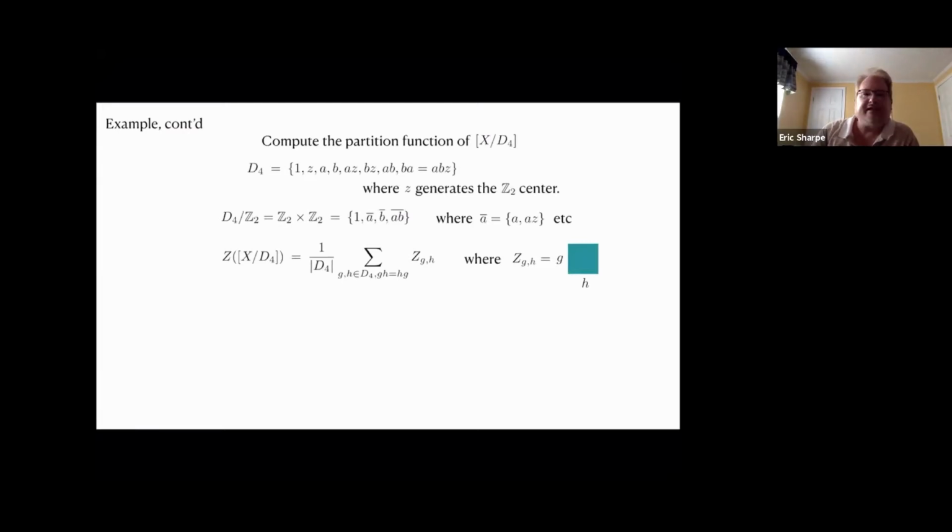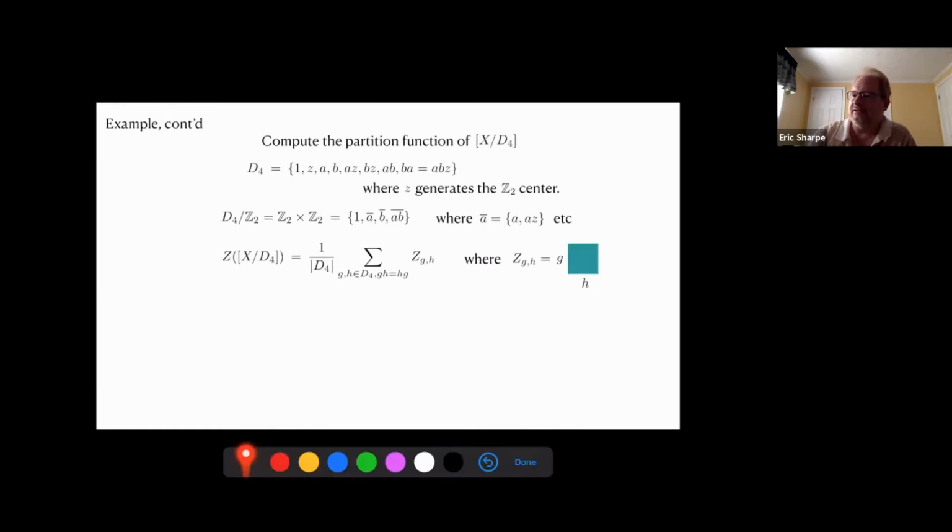And A and B do not quite commute with one another, as is visible in that table there. If I take the quotient by Z2, what I get is a Z2 cross Z2 orbifold, whose elements I'll label by 1, A bar, B bar, and AB bar, where the overline is just to indicate that one's working with that coset.